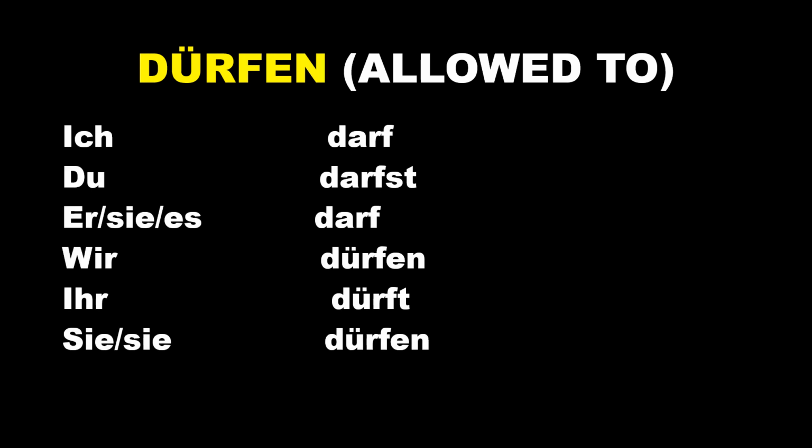How to conjugate the verb dürfen, allowed to? Ich darf, du darfst, sie es darf, wir dürfen, ihr dürft, sie dürfen. That is how we conjugate the verb dürfen. So that is how we conjugate. Now let's go ahead.